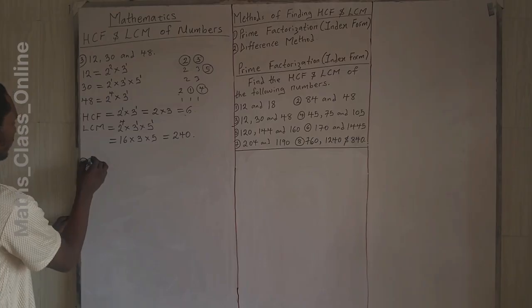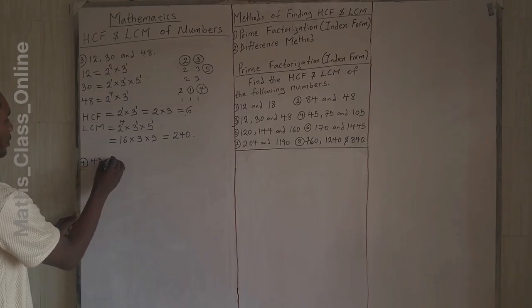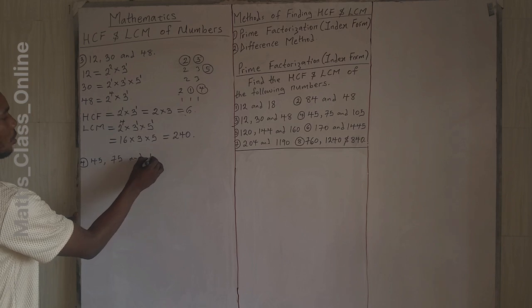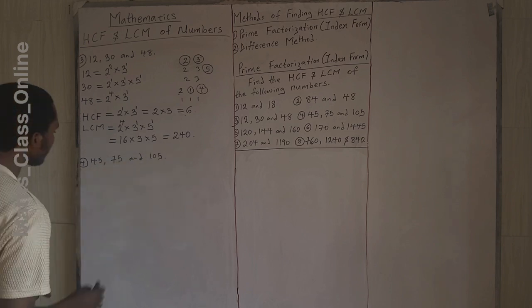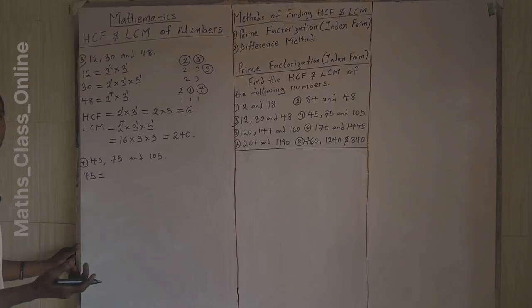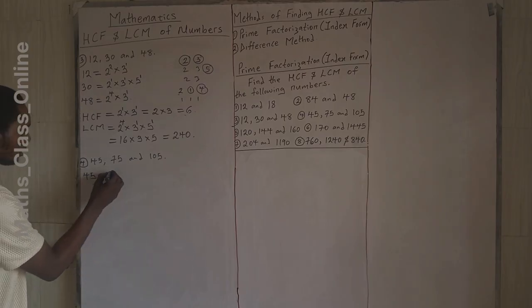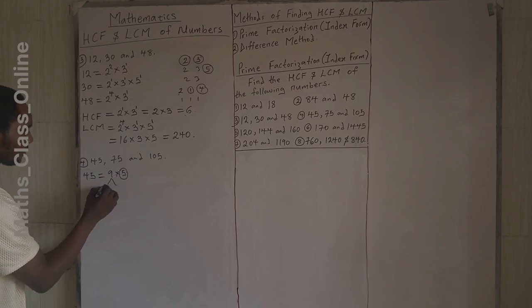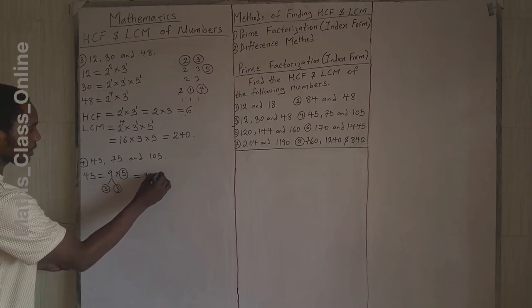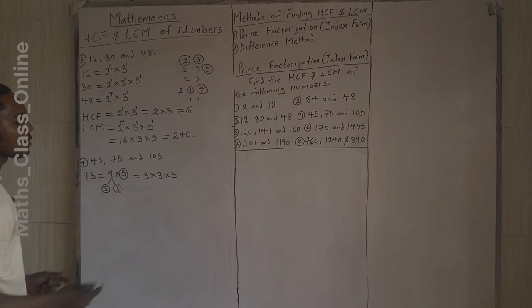That is 45, 75, and 105. Two numbers that will multiply together and you will get 45 is what? 9 times 5. This is not a prime. This is a prime. 3, 3. Prime, prime. So 45 is what? 3 times 3 times 5.